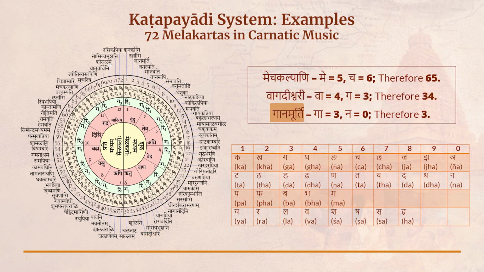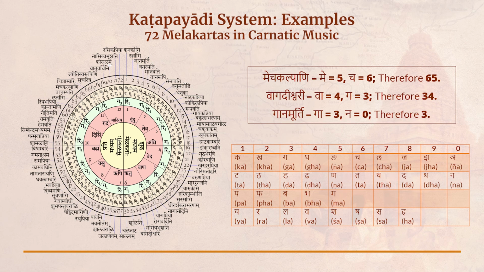Then I am taking one more, called Ganamurti. This raga is called Ganamurti. So Ga, as per this table, is 3, as we have already seen, and then Na, as per this table, is 0. So it is 3-0. Therefore, if you reverse it, it becomes 0-3. In other words, 3. So the third one is called Ganamurti.